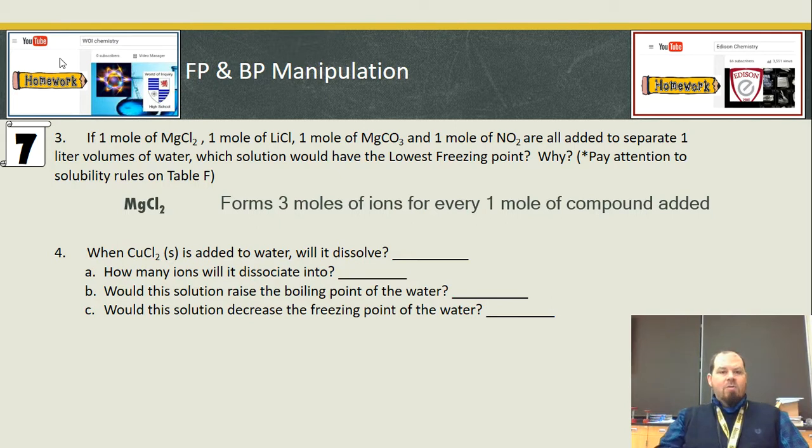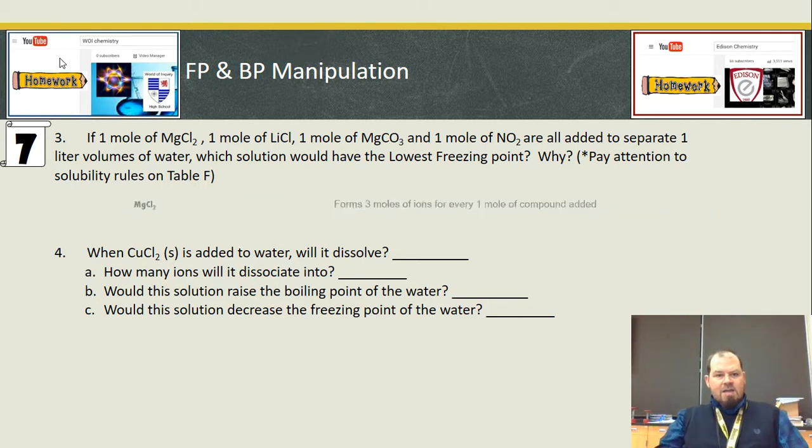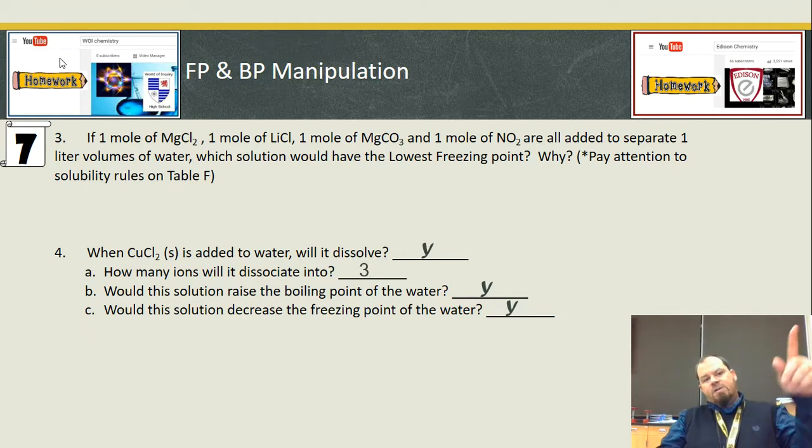Okay. When copper chloride is added to solution, will it dissolve? Yes, all chlorides dissolve except for with silver, mercury, or lead. Copper is neither of those. This will give me 3 moles of ions, though. And so will it raise the boiling point? Yes. And will it decrease the freezing point? Yes. And this one will do better than even the first ionic we did in the last example, and do even much better than the covalent we did in example number 2.